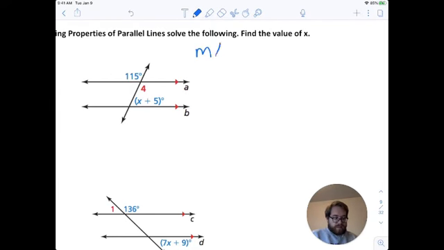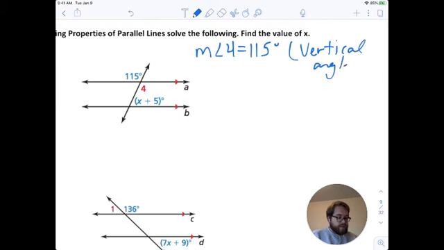So we can say the measure of angle 4 is equal to 115 degrees, and that's because those two angles are vertical angles. Okay? And I'm going to write my reasons and my thinking off to the side so you can remember what we did and how we know it to be true. So the measure of angle 4 and the 115 degree angle are vertical angles, and so they're going to be equal to each other because vertical angles are congruent, and so the measurements are equal to each other.